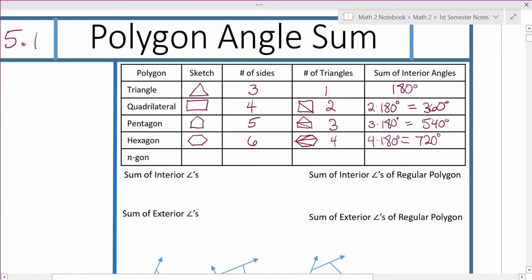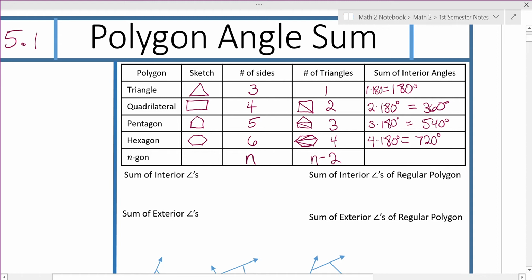So do we see a pattern here, you guys? With one triangle, we have 1 times 180, then 2 times 180. So the more sides we get, however many sides we have. On our hexagon, we had 6 sides, then we have 4 triangles. A pentagon has 5 sides, we have 3 triangles. A quadrilateral has 4 sides, we have 2 triangles. So we can see that the relationship between the number of sides and the number of triangles is that however many sides there are, there are 2 less triangles.